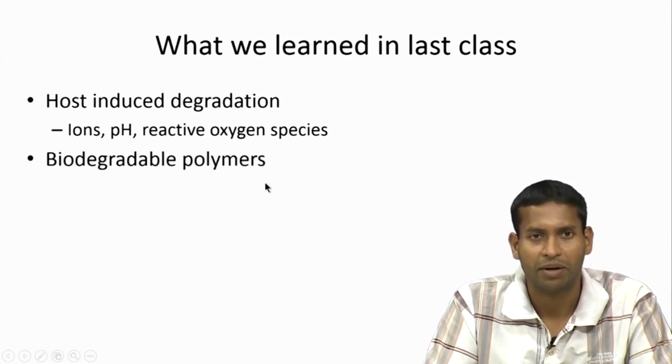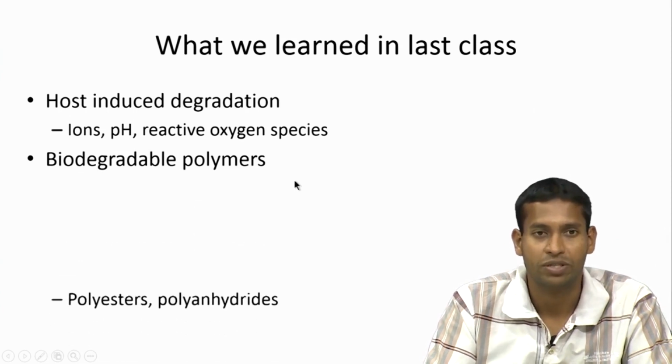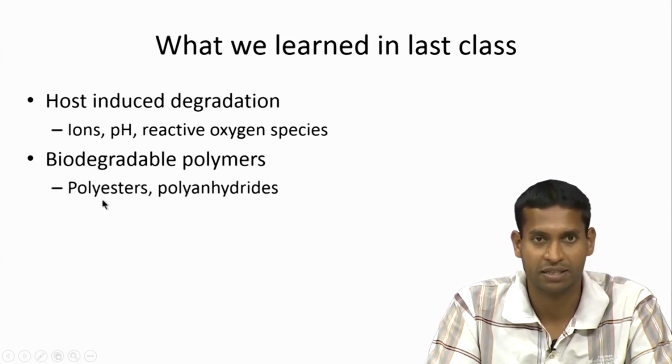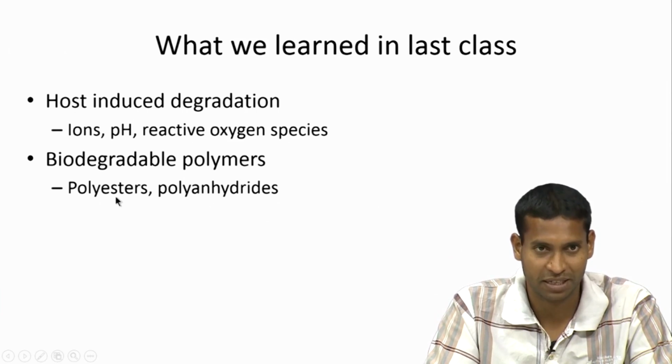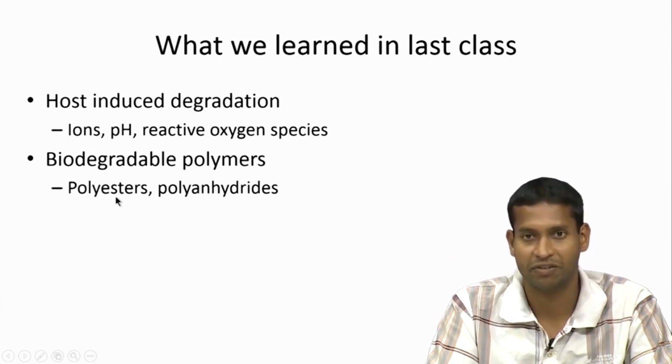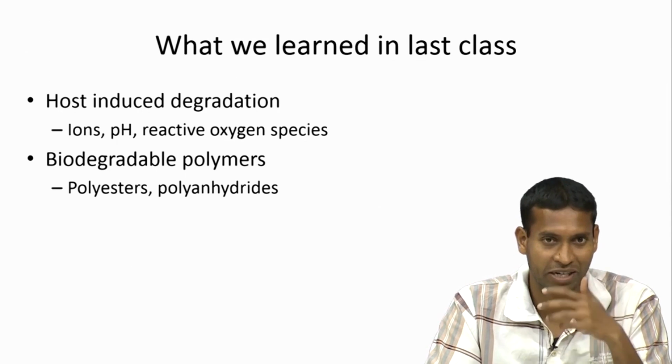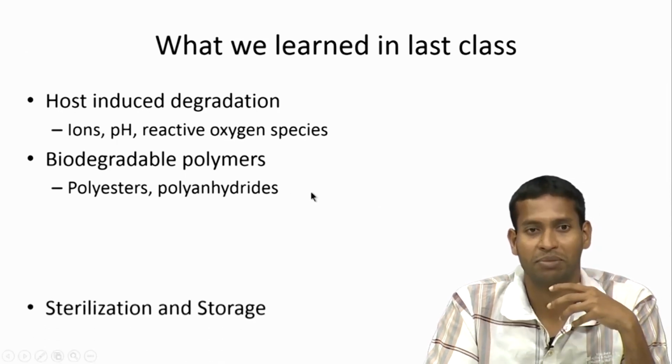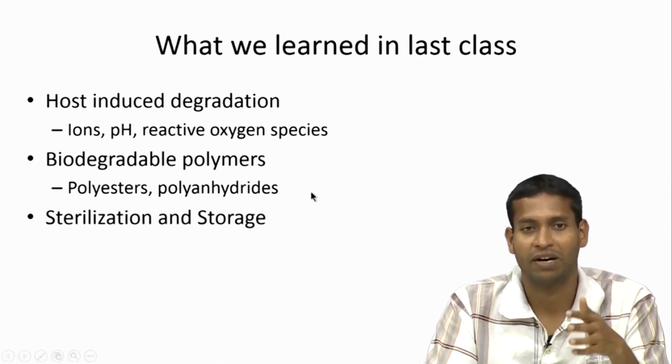We then talked about some of the biodegradable polymers very widely used, that includes polyesters and polyanhydrides. Some of the polyesters are PGA, PLA, PLGA, very widely used, and then polyanhydrides also we discussed, and we also talked about some other polymers that are very widely used.